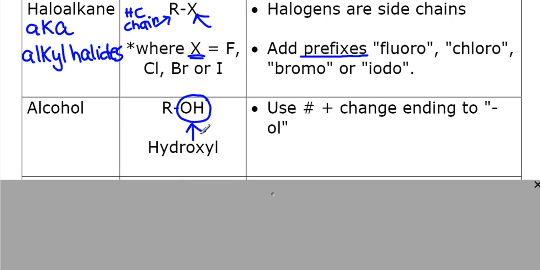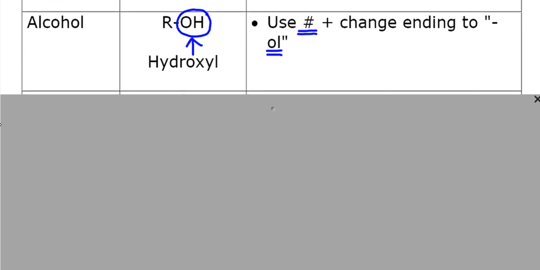How do you name an alcohol? It's very easy. You're going to use a position number to say where the OH or hydroxyl group is attached, just like you might have done with an alkene or an alkyne. But the ending of the name changes. Instead of ANE, if it's an alkane, we get rid of the E and add on OL. Let's take a look at our next group.